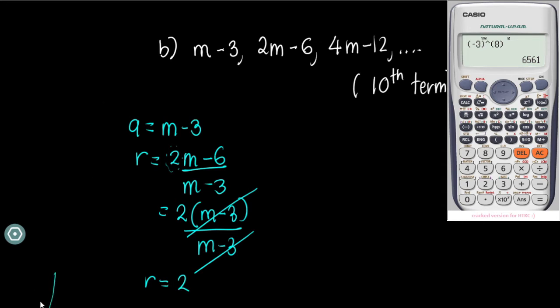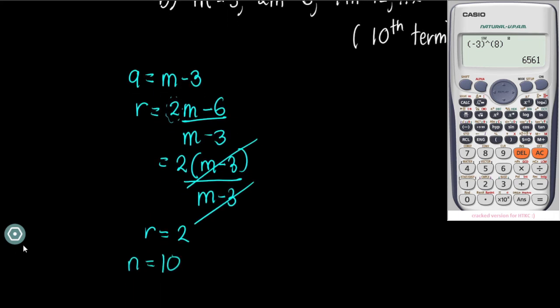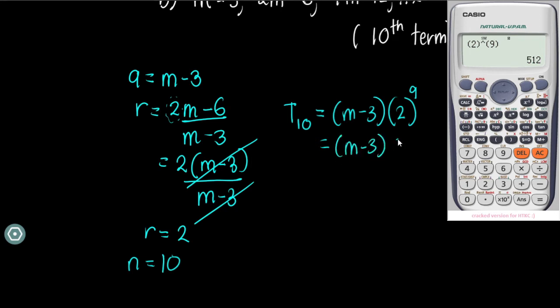Okay, r is ready. Actually, n also we know n is 10 because we're finding the 10th term. Now let's key in everything in the formula. So T10, a is m minus 3, r to the power of 10 minus 1 is 9. Always do which one? The bracket first. So in this case, I'm going to do 2 to the power of 9. 2 to the power of 9, so we get 512. So m minus 3, 512.